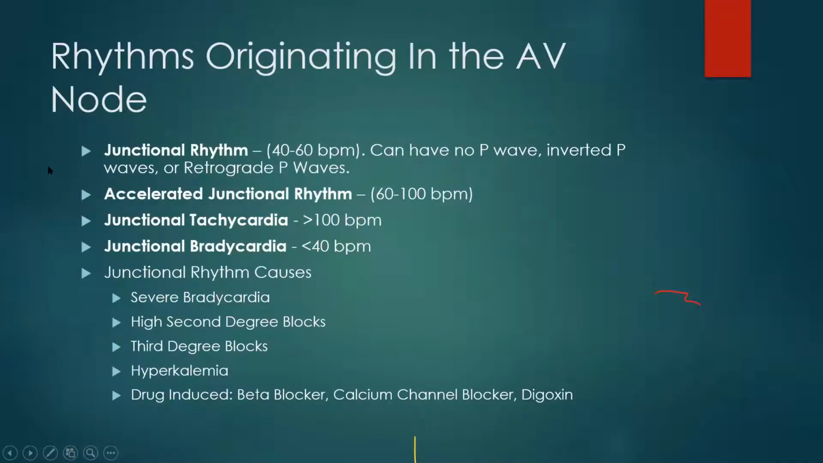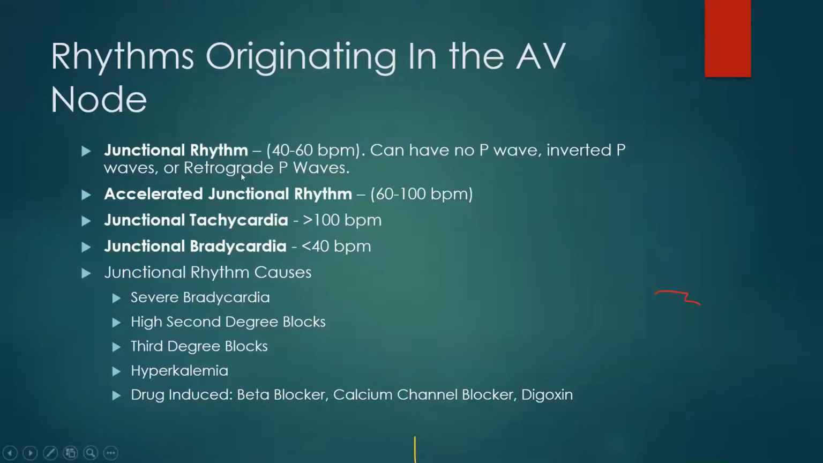So we're going to take a minute to talk about rhythms originating in the AV node. This is going to be our junctional rhythms. They look normal for the most part, except they don't have a P wave. So there's no discernible P wave that comes along with a junctional rhythm. Sometimes you'll have an inverted P wave. Sometimes you have a retrograde P wave, which means a P wave that shows up after the QRS complex or after the T wave.